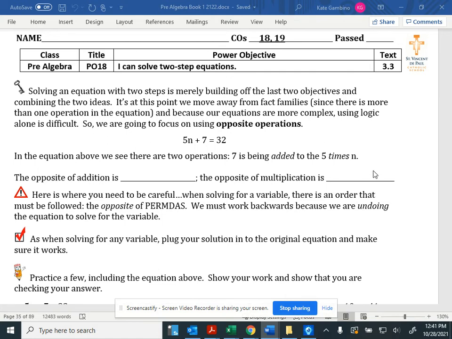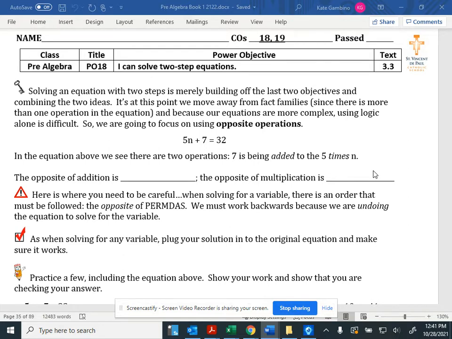Okay, good afternoon. Today we are continuing with those algebraic expressions. We are working on PO18. I can solve two-step equations. We've been doing one step, now we're doing two steps. So we're adding another step to it.